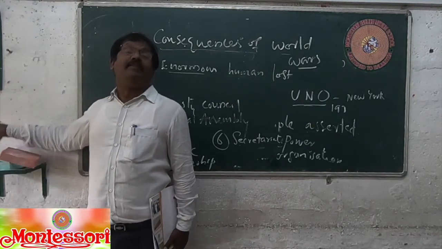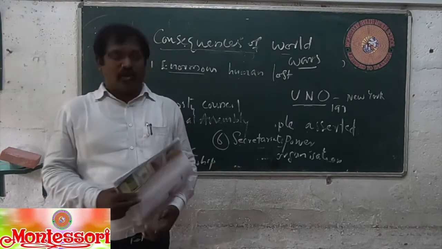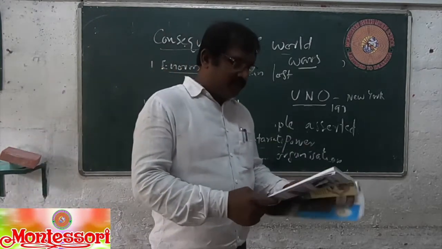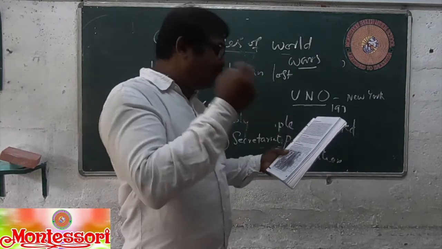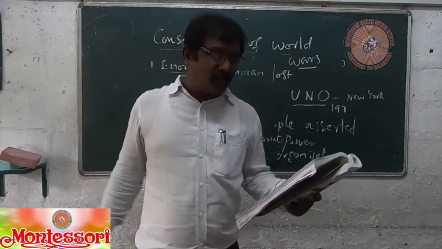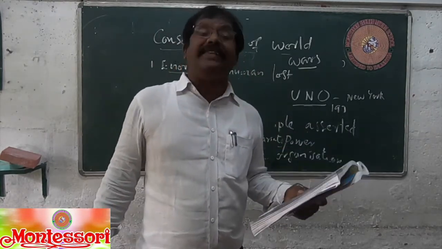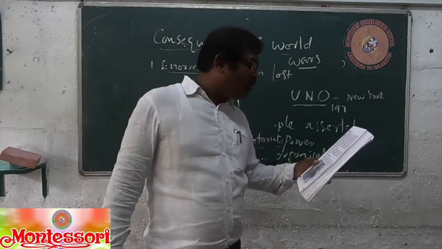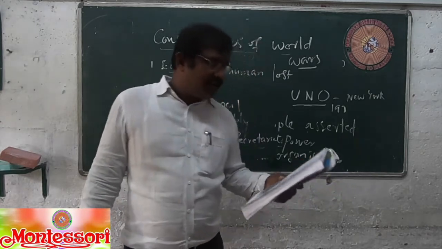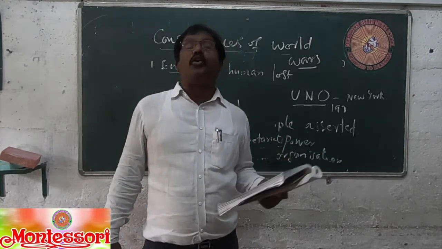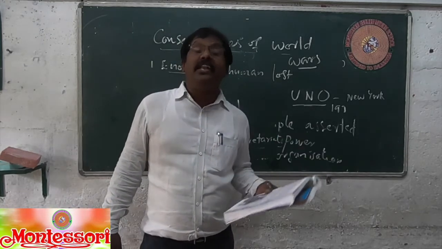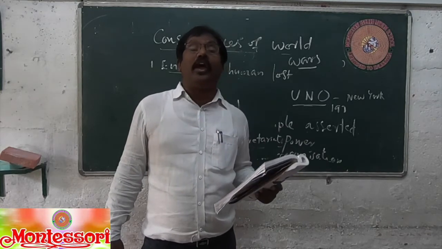And what are the important principles of UNO? Look at the textbook and you can understand it. Very clearly and briefly, it gives the 4 main principles of UNO: preserve peace, uphold human rights, respect international law, and promote social progress. These are the main 4 principles of UNO.